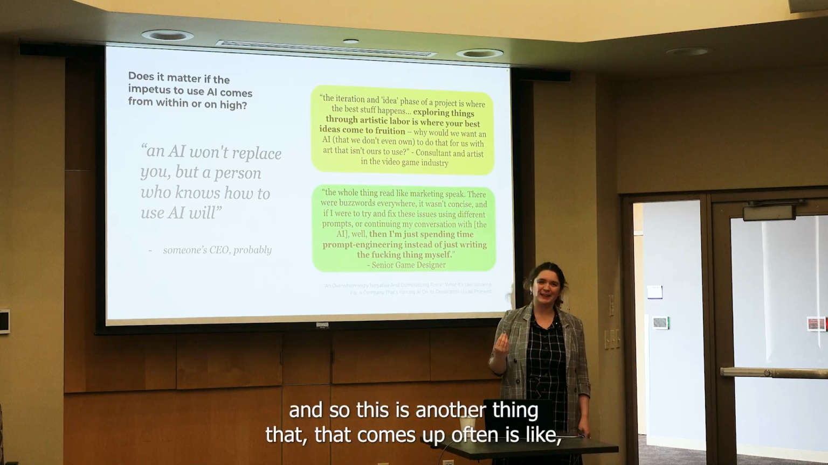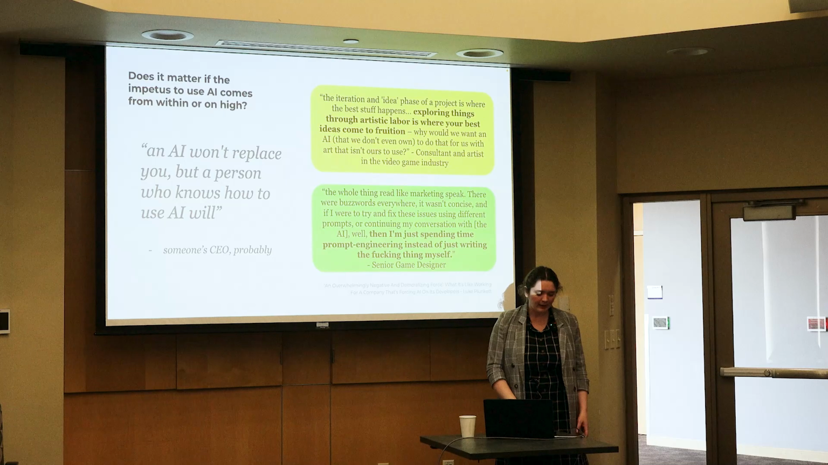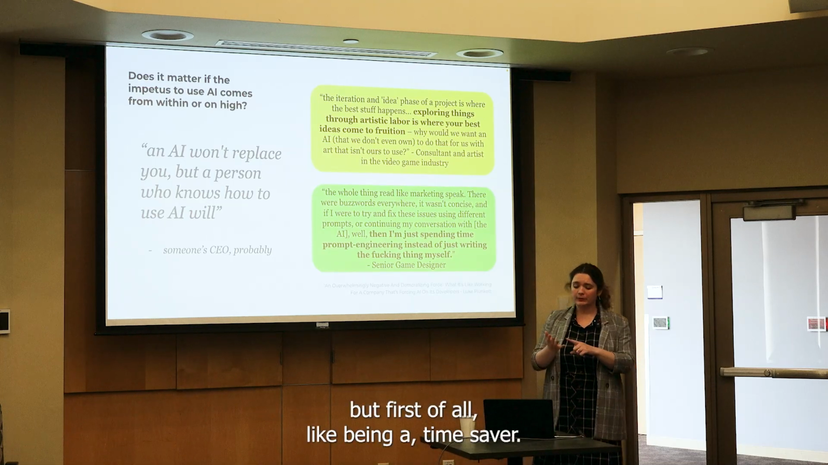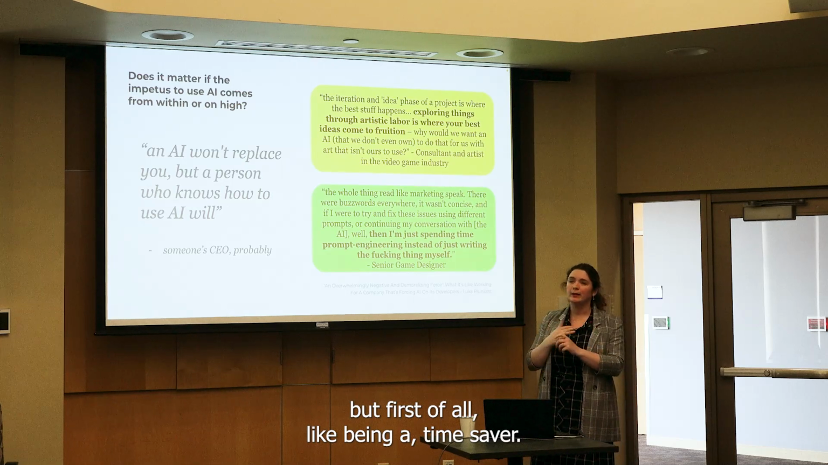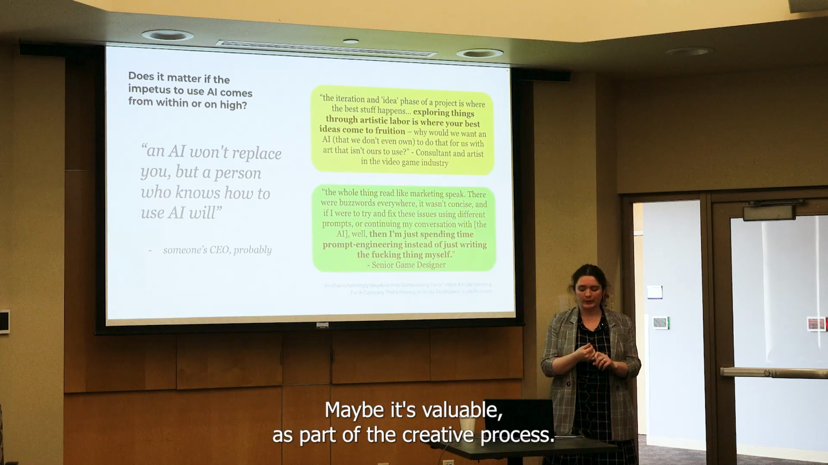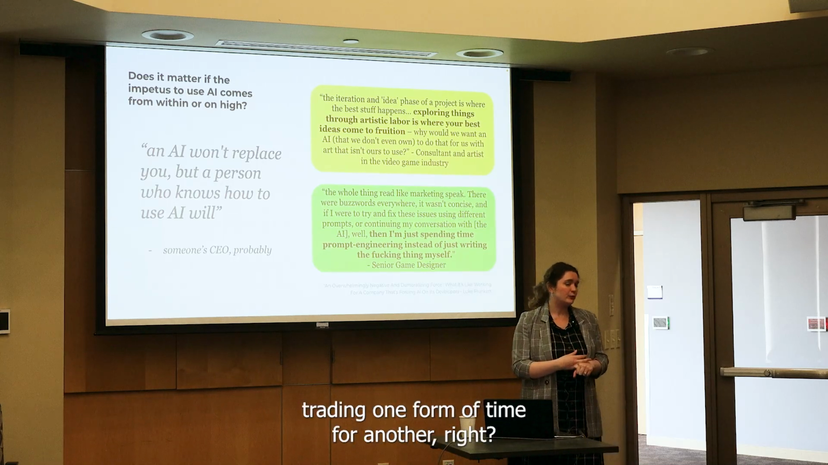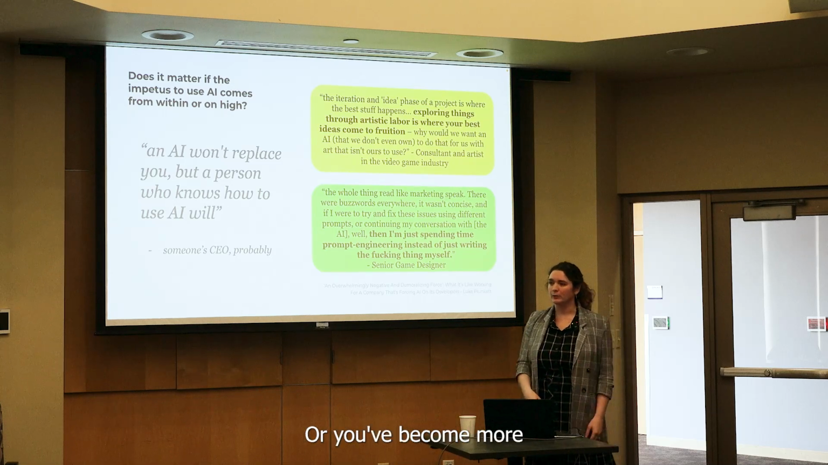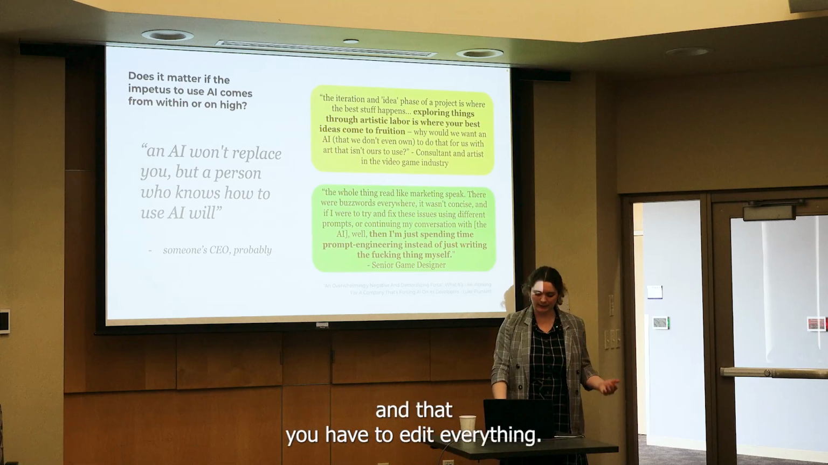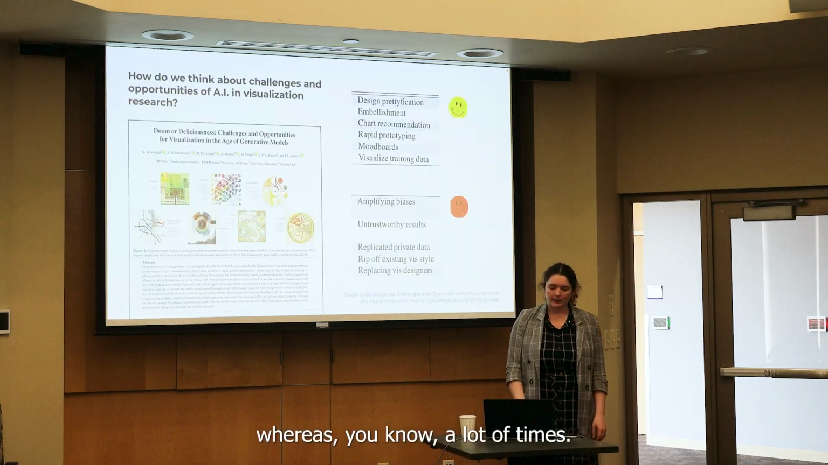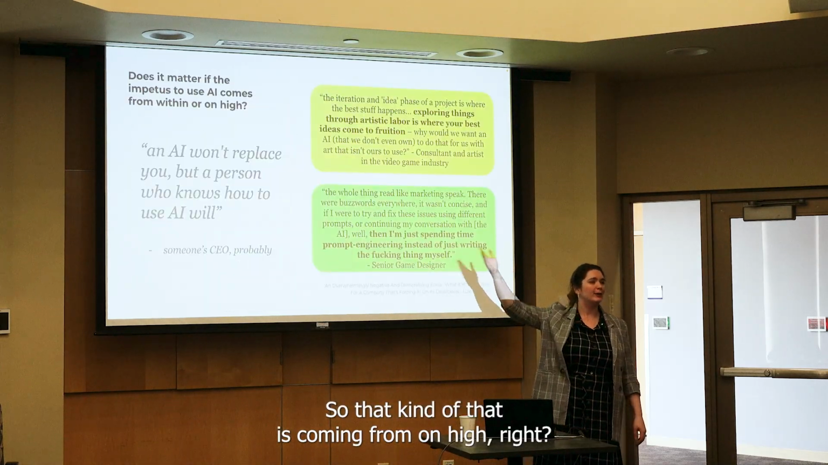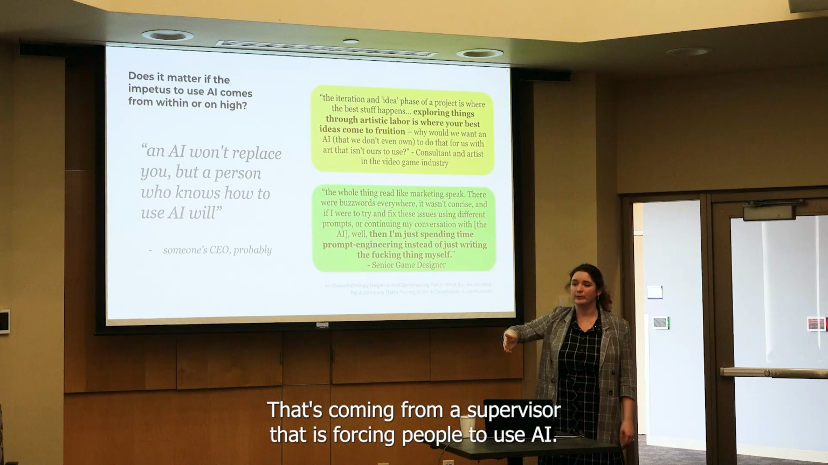And so this is another thing that comes up often: AI is touted as being this huge productivity saver, this time saver. But first of all, maybe that time is important to us. Maybe it's valuable as part of the creative process. And then also, maybe you're just trading one form of time for another, right? You've become more productive in generation, but now you are less productive in that you have to edit everything. So that is coming from on high, right? That's coming from a supervisor that is forcing people to use AI.